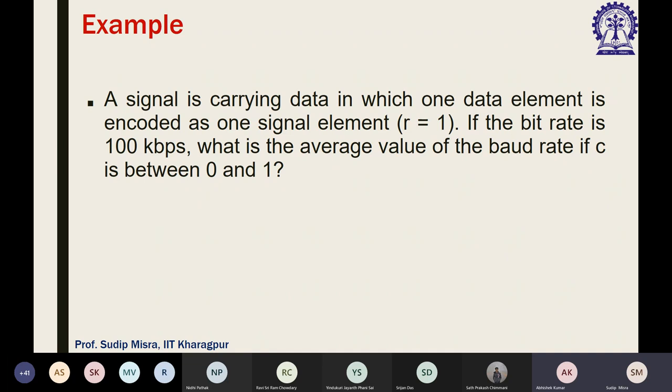Okay, so everybody has done it. Very simple. What is the answer? Okay, Ravi, what is the answer? 50 kbaud. Okay. Anybody else has a different answer?